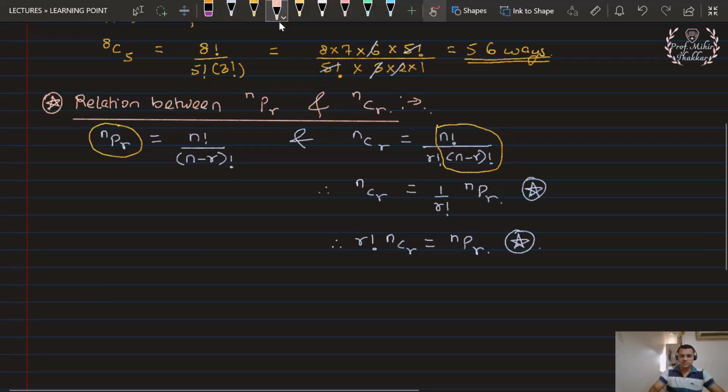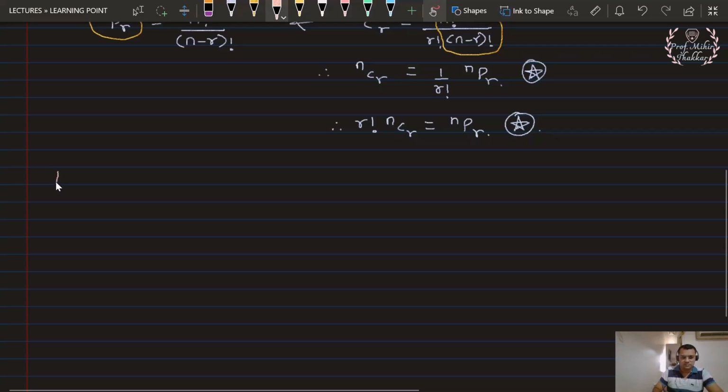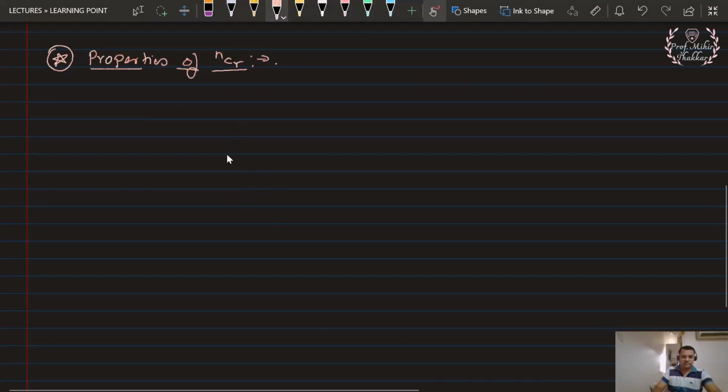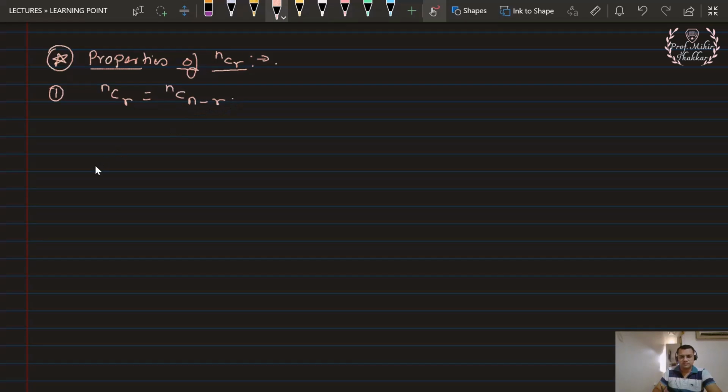After this, the next important point is properties of nCr. There are approximately 4 or 5 properties, all are very important, so we'll take a look at each and every property one by one with example. The first one, nCr is equal to nC n minus r.